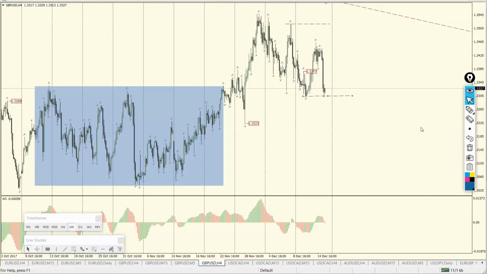So that's the idea with British pound. We'll see what will happen. We'll see if this trend will continue on Monday. And let's go to the next pair, which is Australian dollar against US dollar.